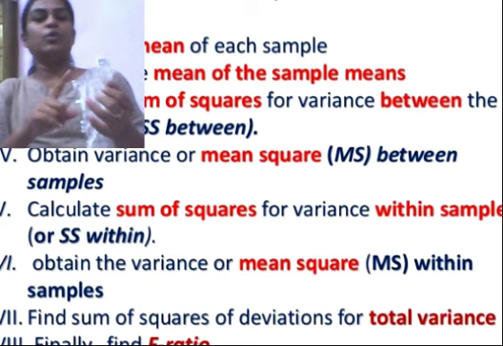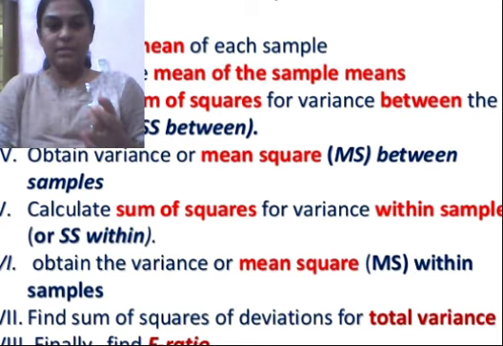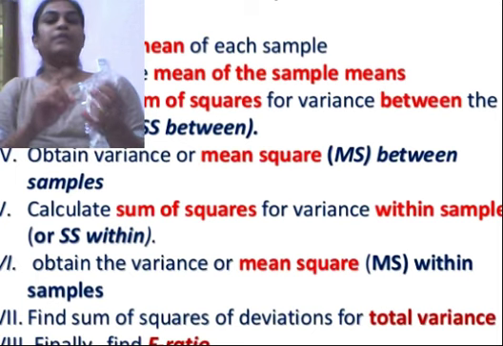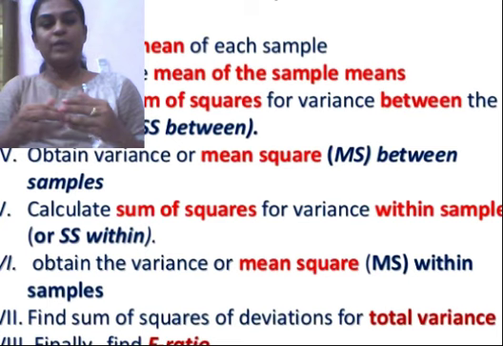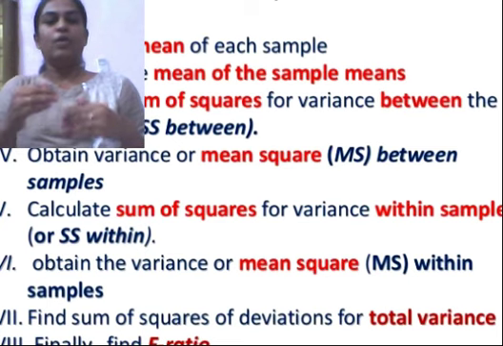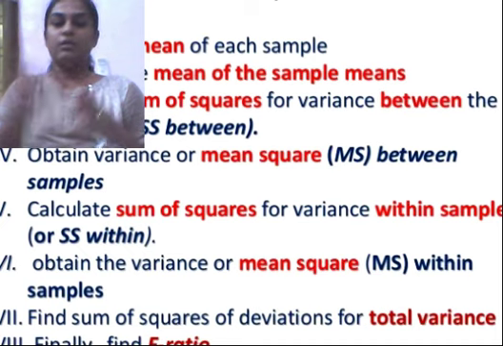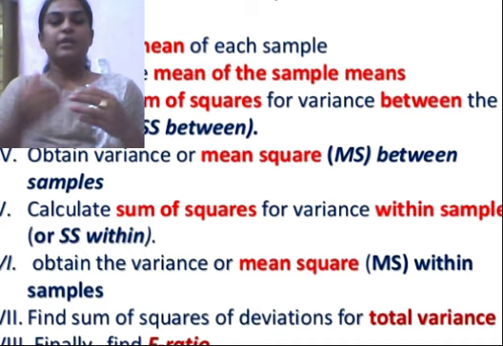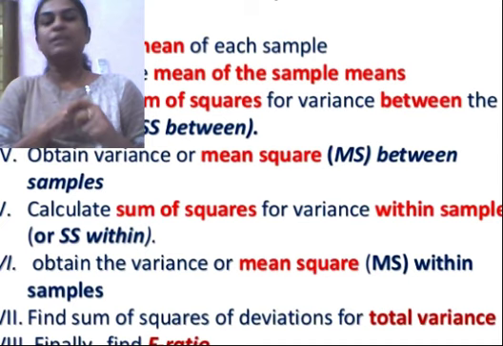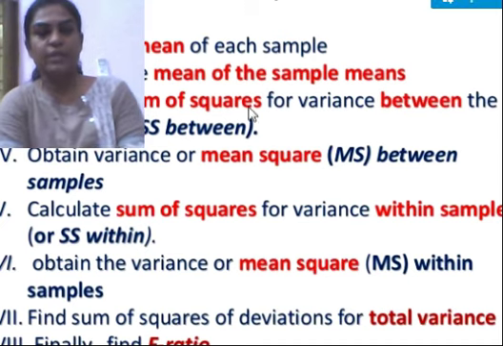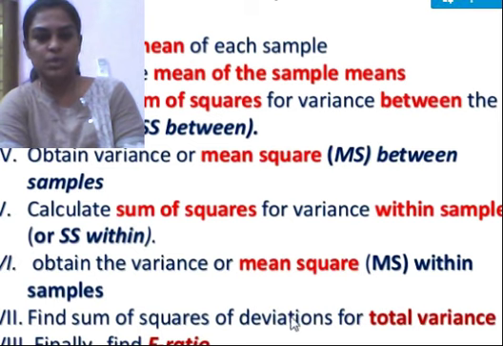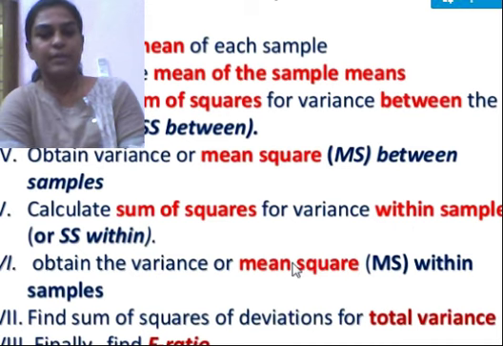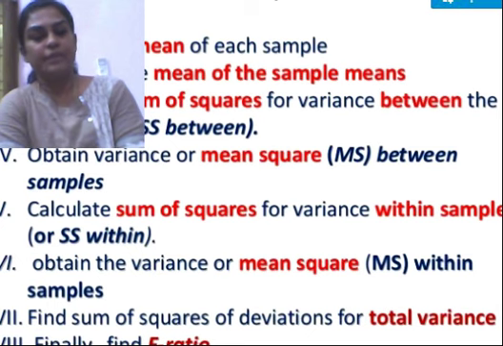Then work out the mean of the sample means, and calculate the sum of squares of variance between the samples and obtain the variance or mean squares. Then calculate the sum of squares of variances within the samples and obtain the variance or mean squares. Next step, find the sum of squares of deviations for total variance. Go through all the steps one by one once more, and finally find the F ratio. These are the calculation parts. As I told you, it is very simple to calculate: the mean calculation, the sums of squares, and within the samples, and finally the F ratio.